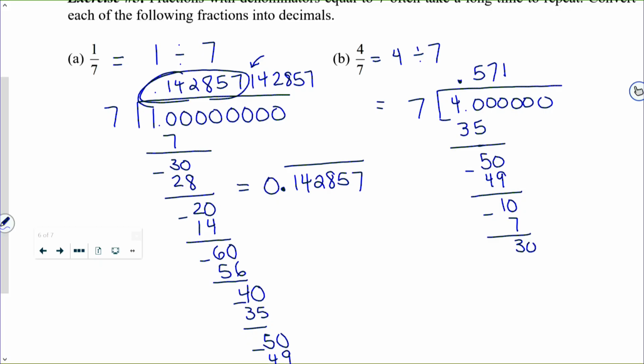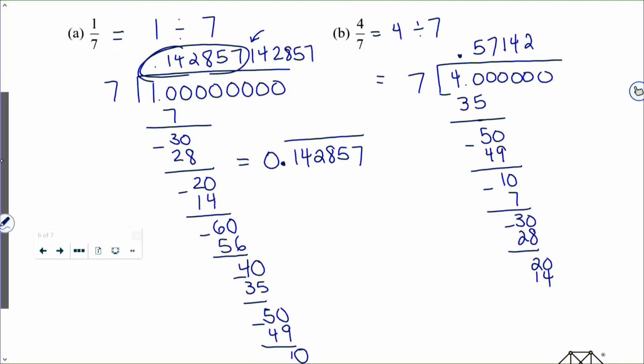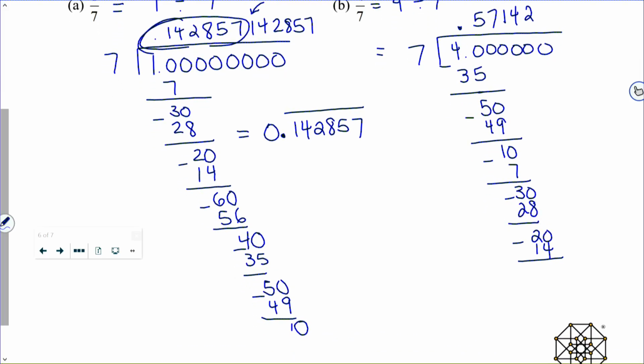Subtract 3, 0. 7 goes into 30 4 times. 28. Subtract 2, 0. 7 goes into 20 2 times. 14. Move it up a little bit. Subtract. Get a 6, 0. Still not repeating. 7 goes into 60 8 times. Gives me 56. Subtract. And I get 4, 0. And that's where we start to repeat, right? 40 and 40. So this is going to be the repeating portion of the decimal.